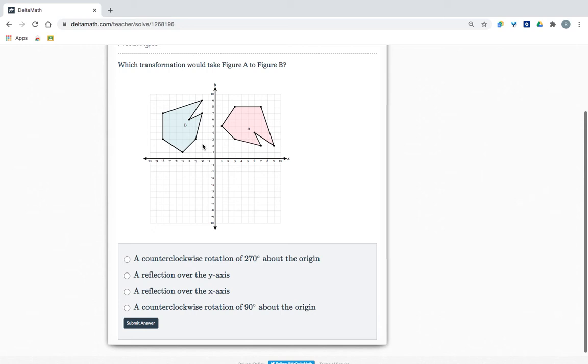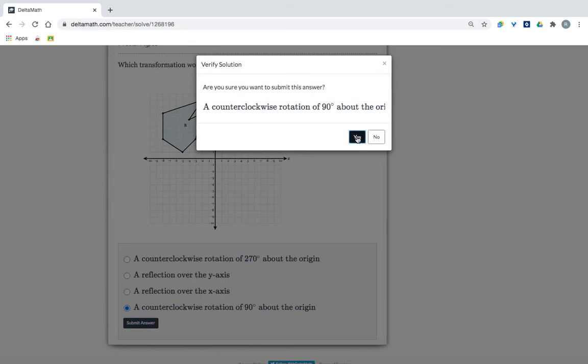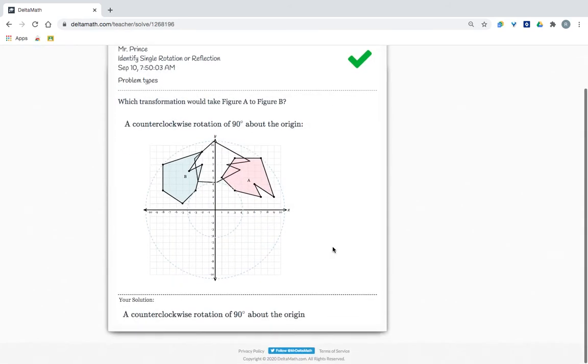Alright, so this time you've got to pay attention to what you're doing. You're going from A to B, not B to A. So from A to B, it looks like we went counterclockwise 90 degrees because we went one quadrant over. And if I was to turn this around, yeah, that would be a counterclockwise 90 degrees. Now, another option would have been a counterclockwise rotation of 270 about the origin. If it would have said clockwise rotation 270 about the origin, it would be the same thing. But it's not. So the answer is 90 degrees counterclockwise. And you get to see that animation again.